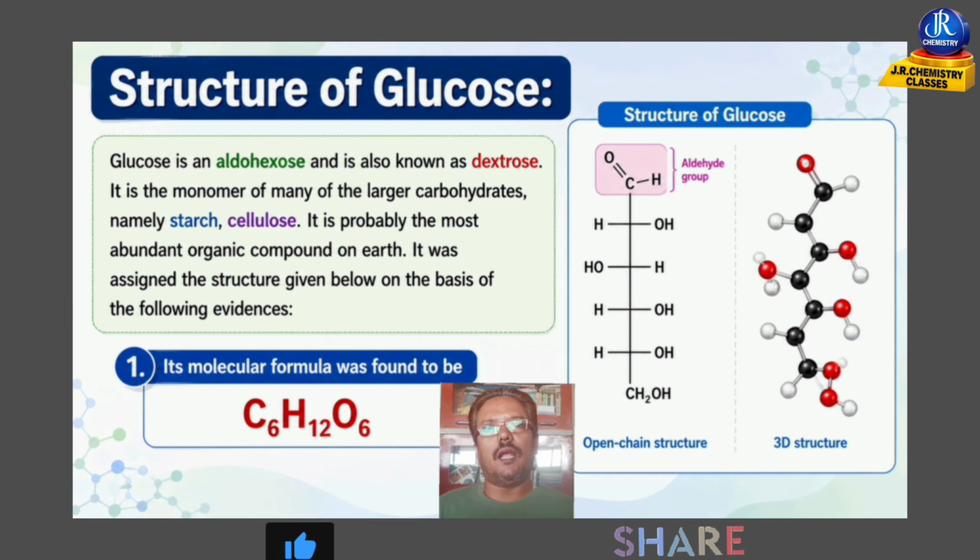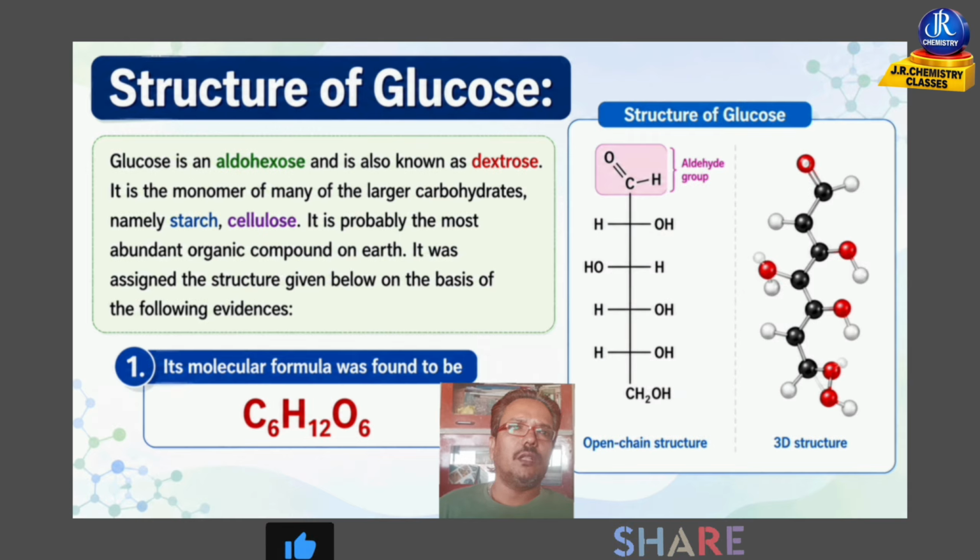Glucose is an aldohexose and is also known as dextrose. It is the monomer of many of the larger carbohydrates, namely starch and cellulose. It is probably the most abundant organic compound on Earth. It was assigned the structure given on the basis of the following evidences.